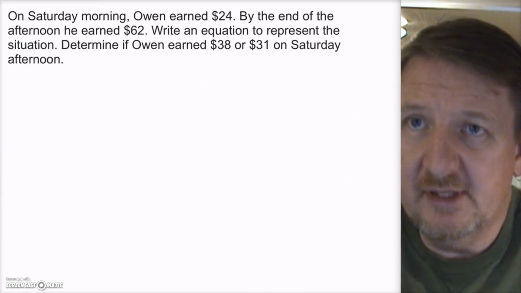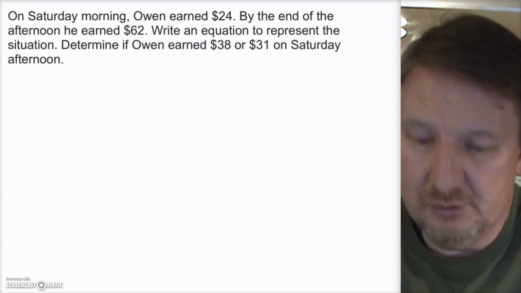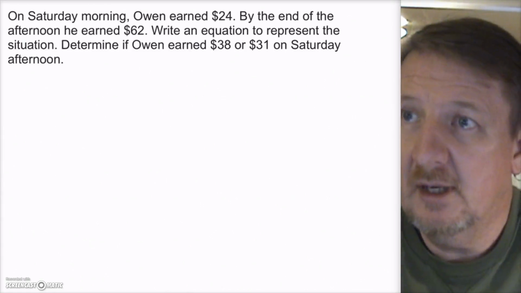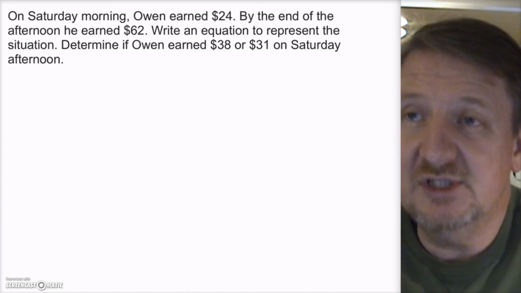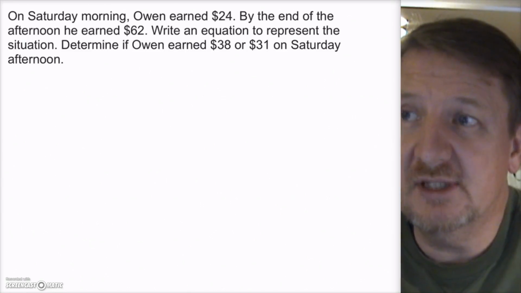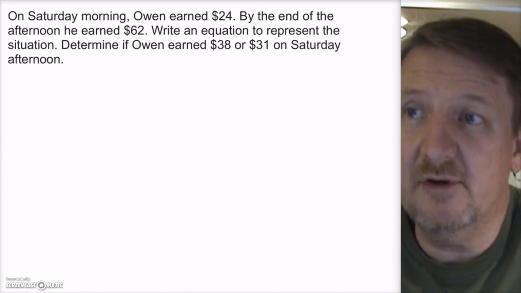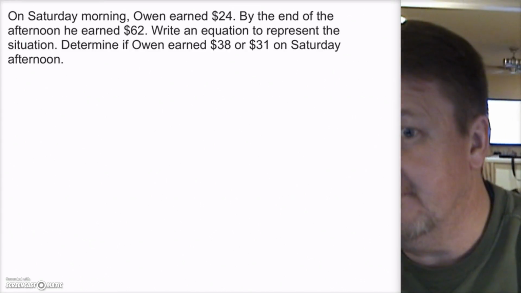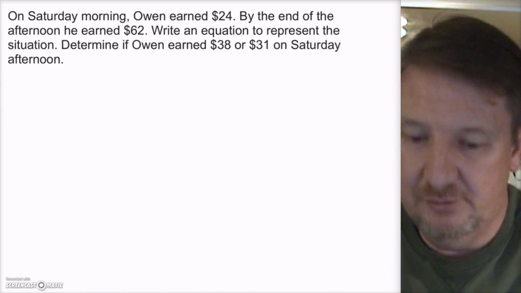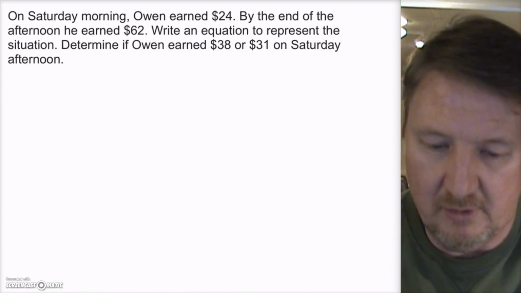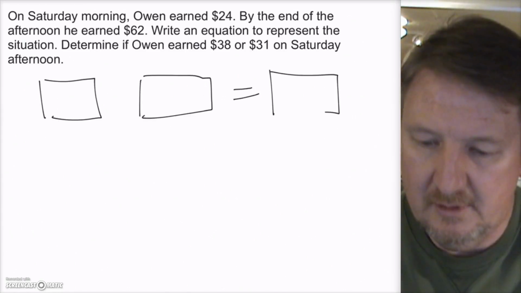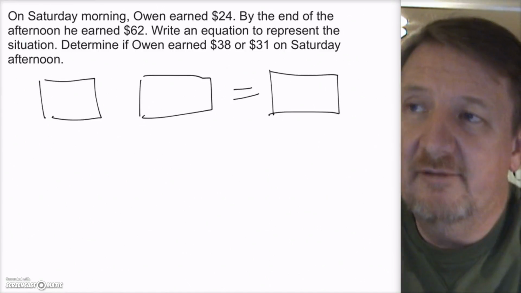So we're going to do the same thing here. On Saturday morning, Owen earned $24, and by the end of the afternoon, he earned $62. Write an equation to represent the situation. Determine if he earned $38 or $31 on Saturday afternoon. So we have to set up our equation just like we did before. So I'm going to set up a box, another box, an equal sign, and this. Okay, so now I need to figure out what I do know.